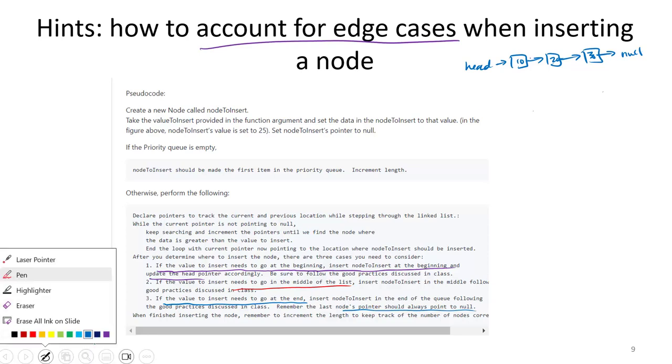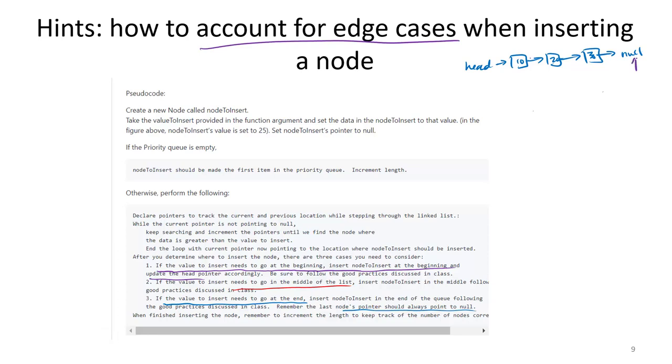So in this case, if the node that we need to insert needs to go at the end, then our current pointer is actually going to be pointing at null already, and previous is going to be pointing at the location where we want to attach our node.